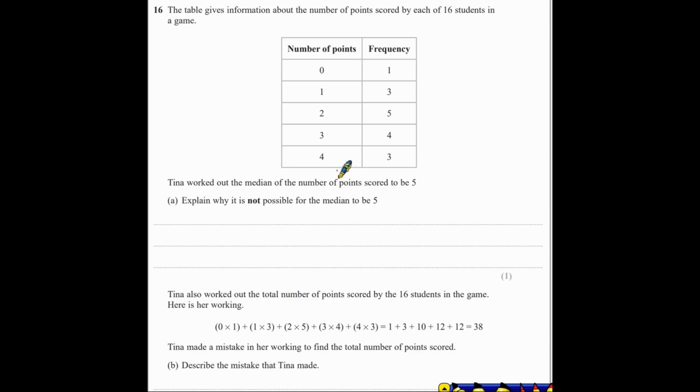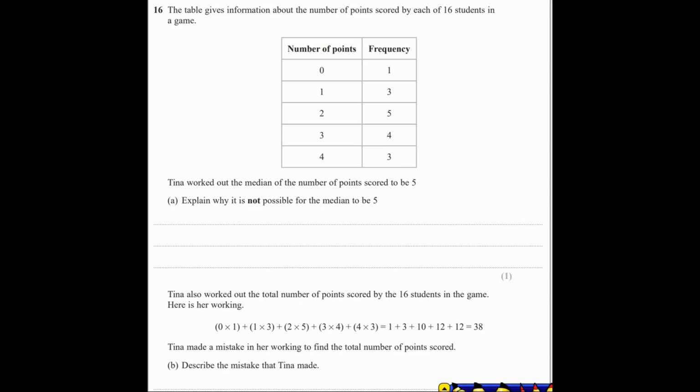Now, it says that Tina has worked out the median number of points scored is 5. And we're simply asked to explain why that's not possible. Well, you can simply say the median cannot be 5 because the number of points scored only goes up to 4. Therefore, it's not possible for the median to be 5. That is a perfectly good answer. So let's move immediately on to part B.